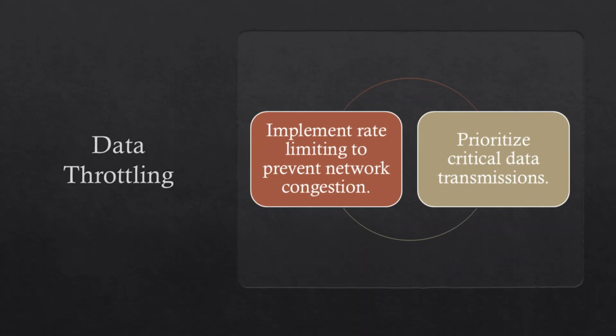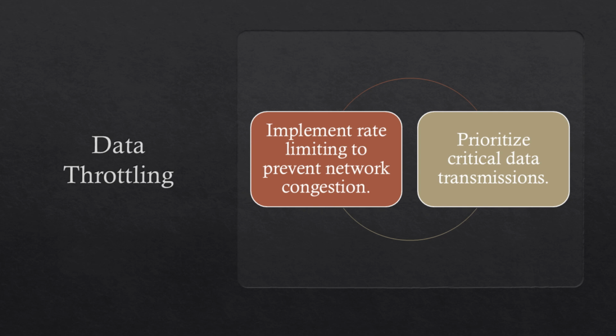To prevent network congestion, we implement data throttling techniques. Rate limiting. We control the rate at which data is sent over the network, preventing overload and ensuring fair usage of network resources. Prioritization of critical data. We prioritize the transmission of critical data, such as alerts or time-sensitive sensor readings.